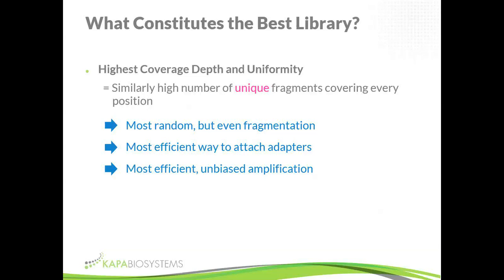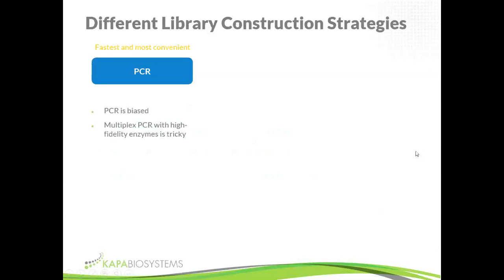And so if we go back to these different library construction strategies just on a high level, looking at the advantages and disadvantages of each of them. PCR is by far the fastest and most convenient way of making a library. I mean, you can complete library construction, especially if you're using primers that contain the full-length adapter sequence. You can essentially make a library in less than an hour with very little mess and fuss about it.